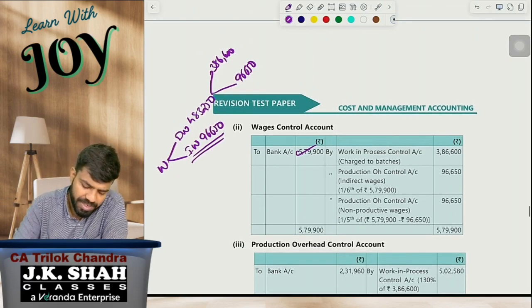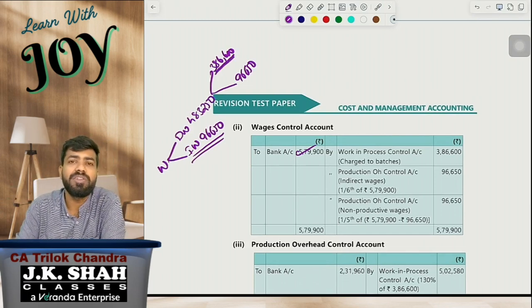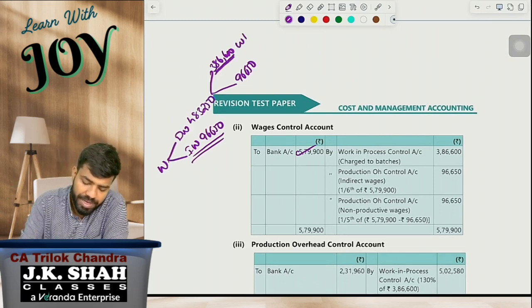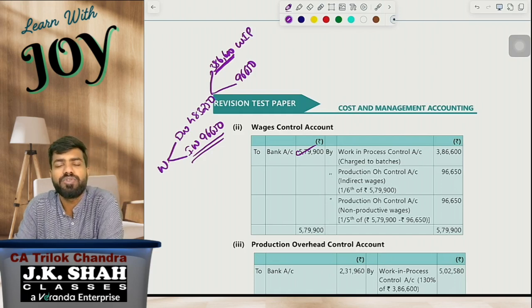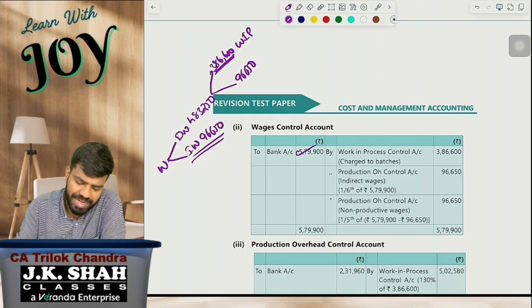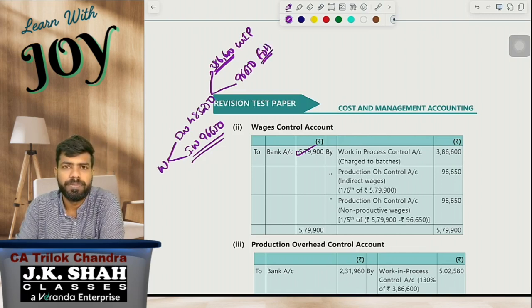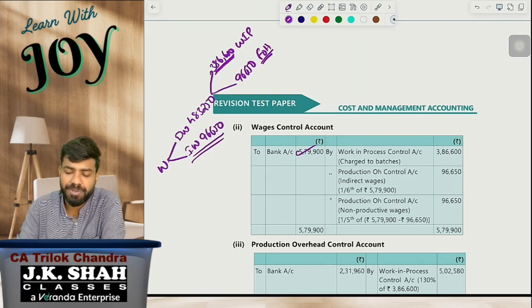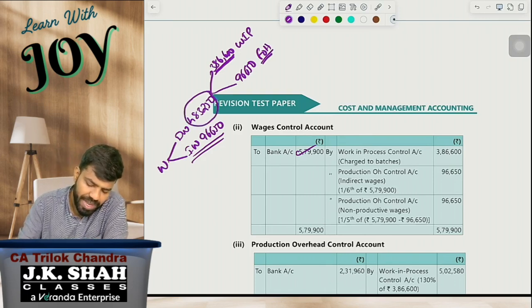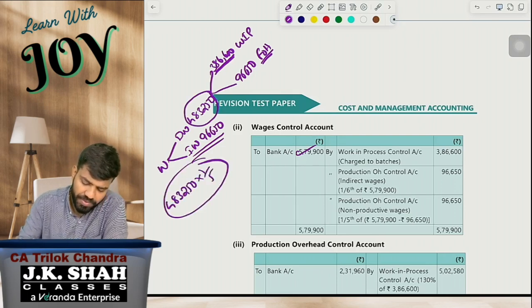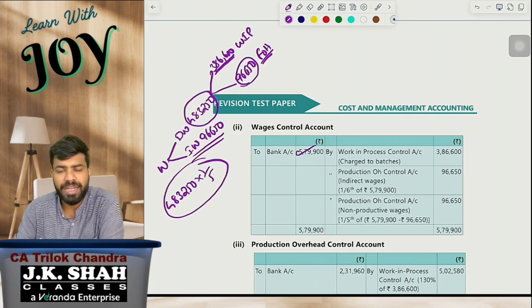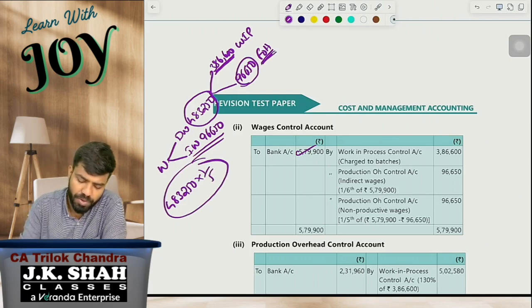So what I mean to say, this 3,86,600 has been charged to the batches, so we are going to account it to work in progress. Next, 96,650, we are going to charge to factory overheads. Are you understanding? Here, they mentioned non-productive downtime is 1/5 of direct wages paid. Total direct wages paid is 4,83,250, and 1/5 of that is 96,650. The 96,650 will be charged to factory overheads, whereas 3,86,600 will be accounted to work in progress.